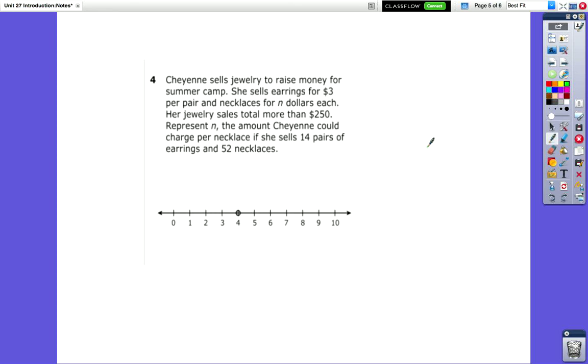Let's look at number 4. Cheyenne sells jewelry to raise money for summer camp. She sells earrings for $3 per pair and necklaces for N dollars each. Her jewelry sales total more than, so we have more than, which is going to look like this, $250. Represent N, the amount Cheyenne could charge per necklace if she sells 14 pairs of earrings and 52 necklaces. We know because of the words more than that we're going to write an inequality. We're going to write it the same way we write an equation, but we're going to use the greater than symbol instead of the equal sign.